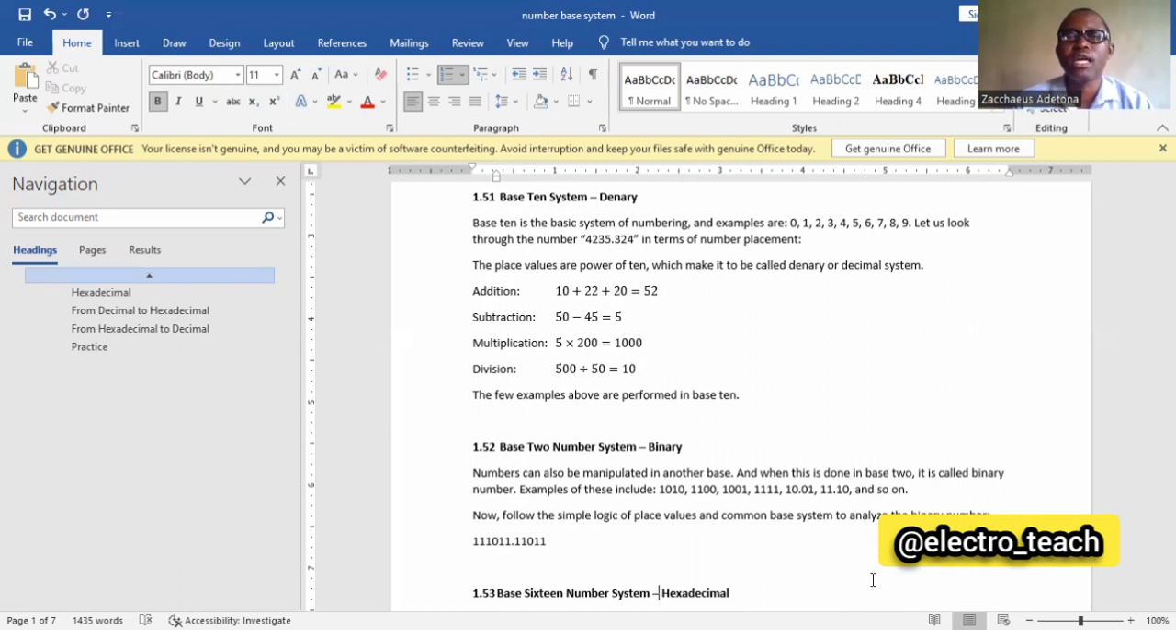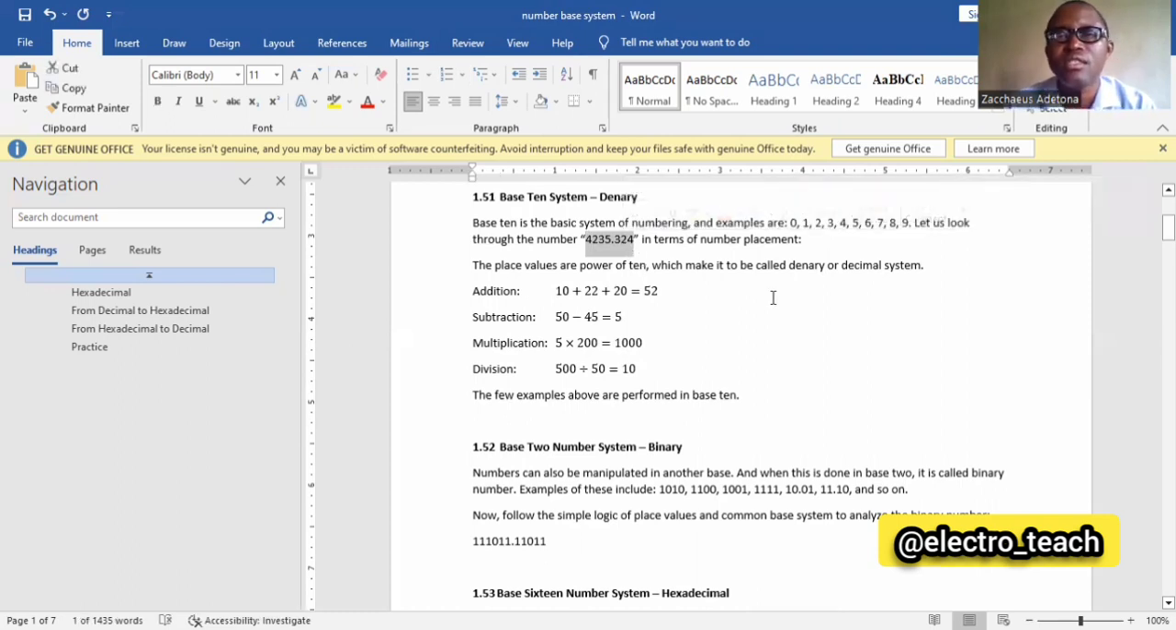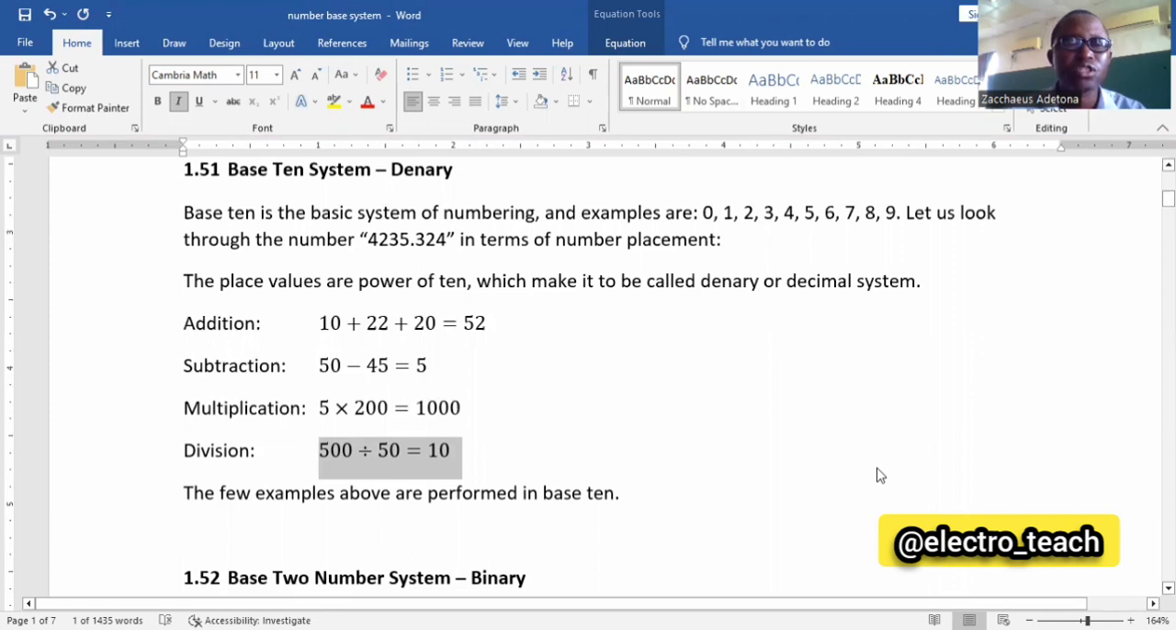Let's look at this example, the number 4235.325. This is a number and it has decimal digits also. The addition, subtraction, multiplication, and division that we have on the screen are actually performed in base 10. The number has something that we call place values. The place value of each digit is in powers of 10.